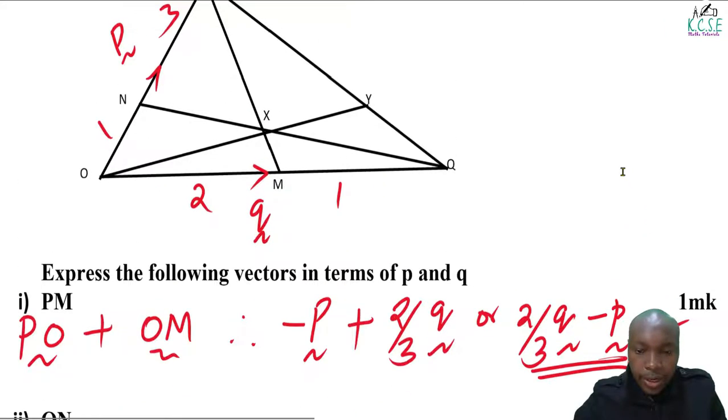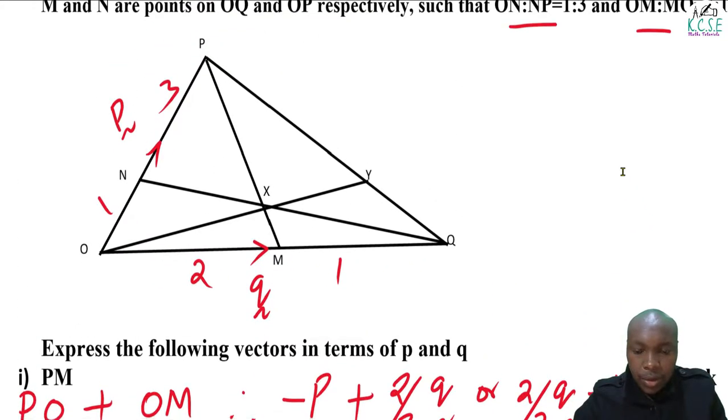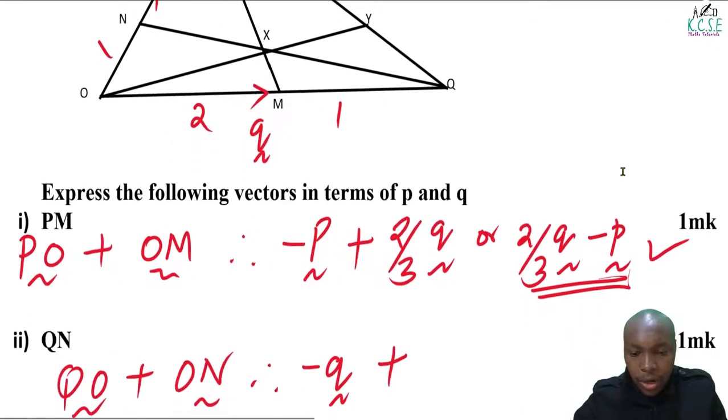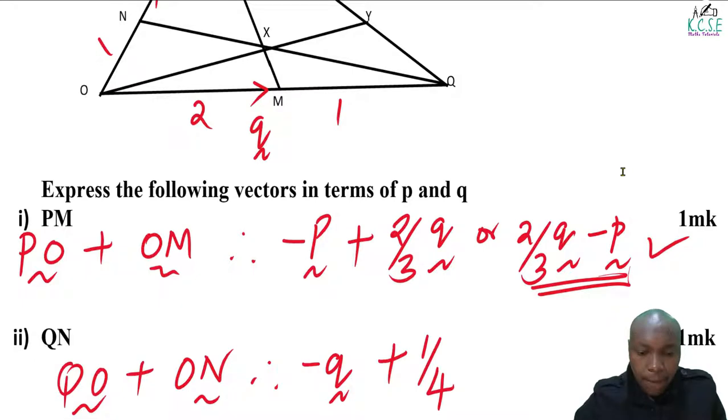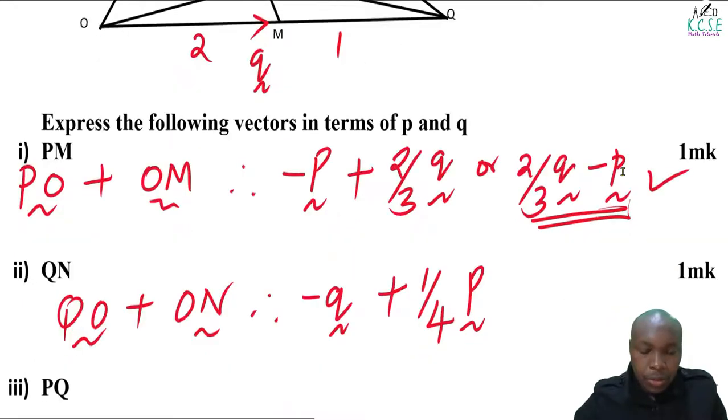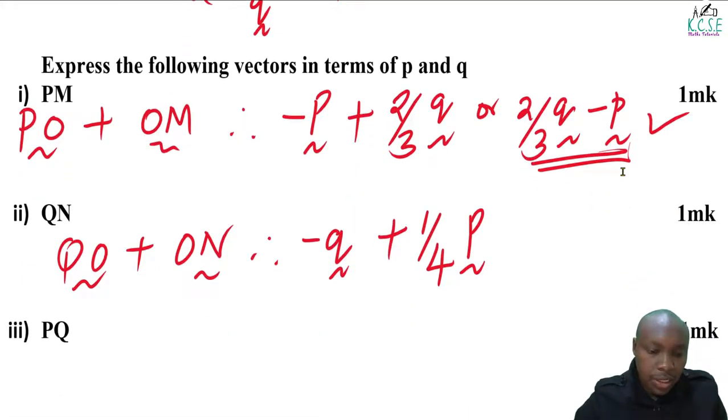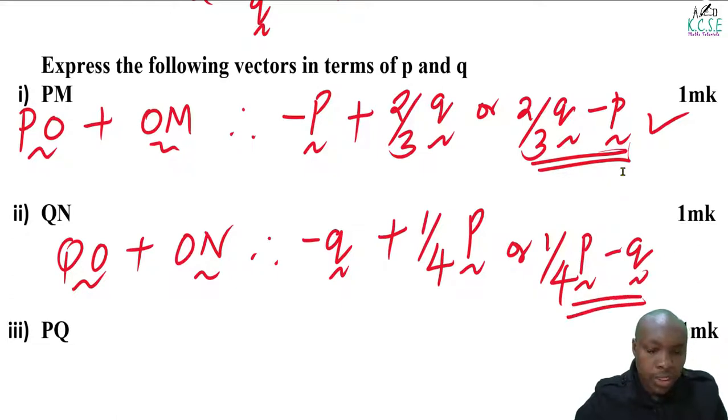Plus ON, look at ON. ON is a fraction of line OP, and N divides line OP in the ratio 1 is to 3. Therefore, ON will be 1 over 4, a quarter P. So you can just leave it like that, or you can write it as 1 over 4 P minus Q. So that is how we get QN.